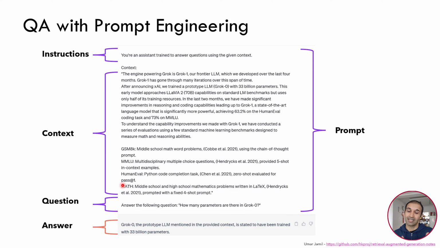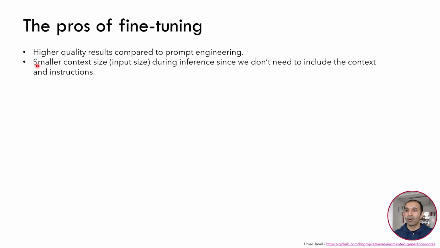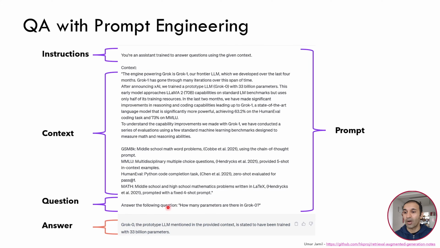So usually we need a bigger context. But the problem is bigger context is also computationally expensive. So by fine-tuning, actually, we can reduce this context size because we don't need to provide the context anymore, because we are fine-tuning the language model on the specific data on which we will ask questions. So to a language model that has been fine-tuned, we just need to ask the question. So how many parameters are there in Grok 0, without providing all the context? And if the language model has been fine-tuned correctly, it will be able to come up with the right answer.